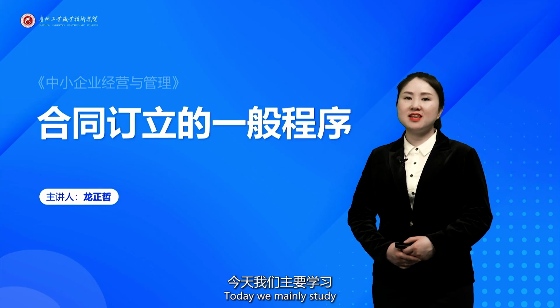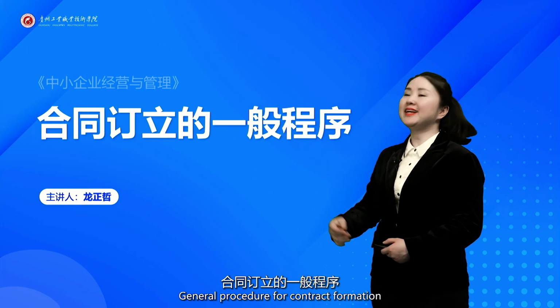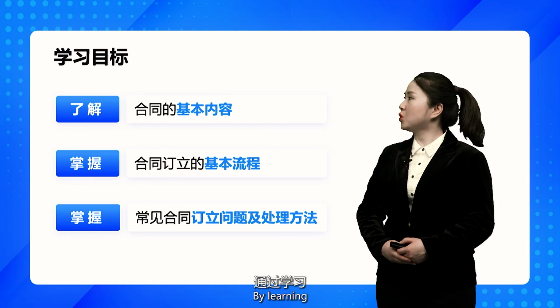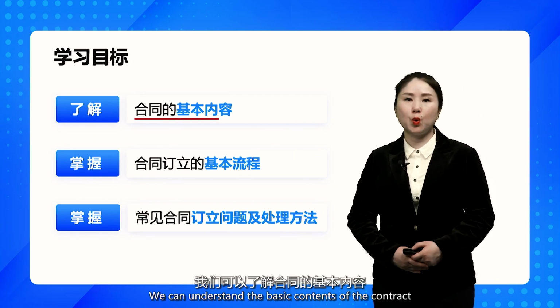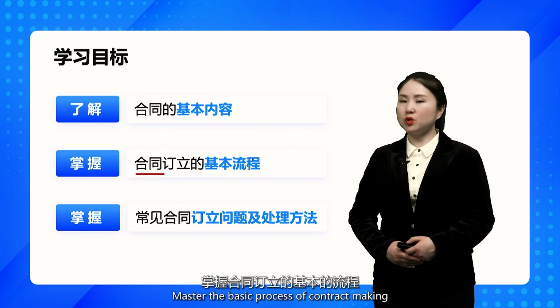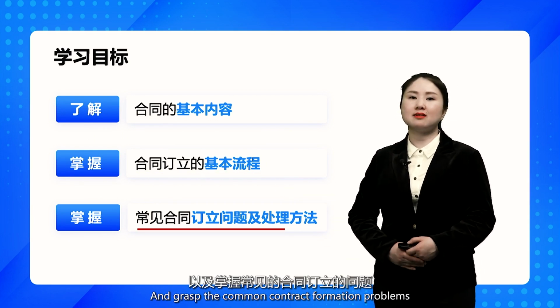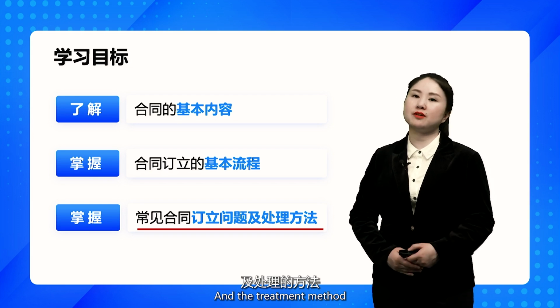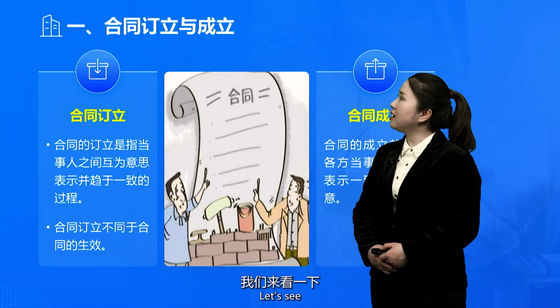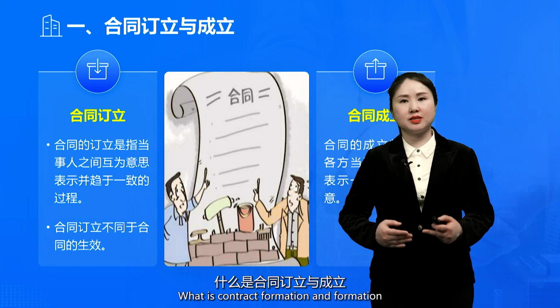Hello class, today we mainly study the general procedure for contract formation. By learning, we can understand the basic contents of the contract, master the basic process of contract making, and grasp the common contract formation problems and the treatment method. Let's see: what is contract formation?